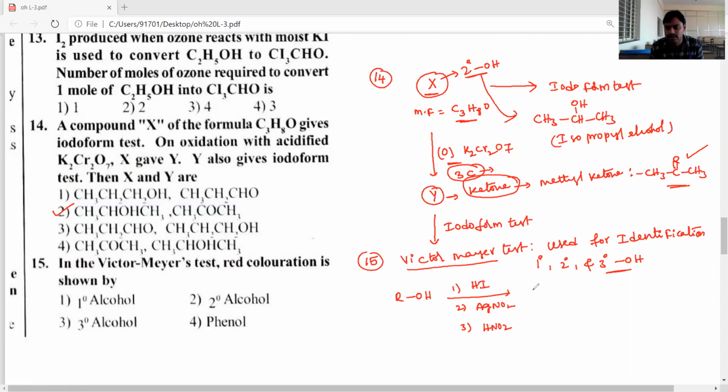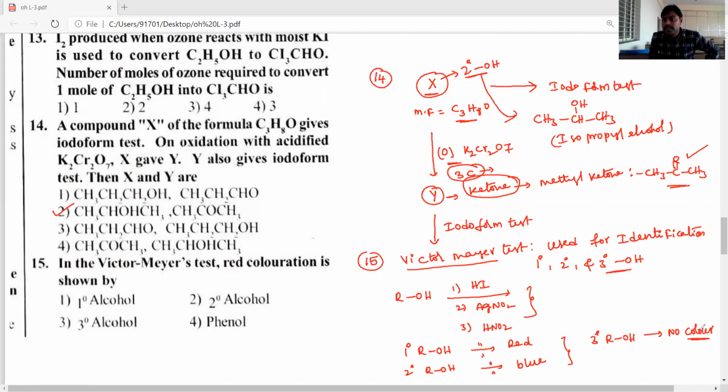A primary alcohol gives red color, a secondary alcohol gives blue color, and a tertiary alcohol gives no reaction or no color. Just like Lucas reagent, concentrated HCl and ZnCl2, is used for the identification of primary, secondary and tertiary alcohols, in the same way the Victor Meyer test is also used. So here red color is forming, which means the alcohol belongs to primary alcohol. Okay, let's go for the next question.